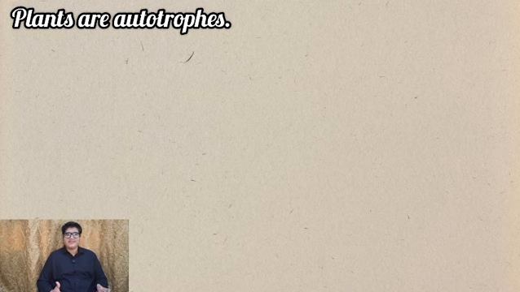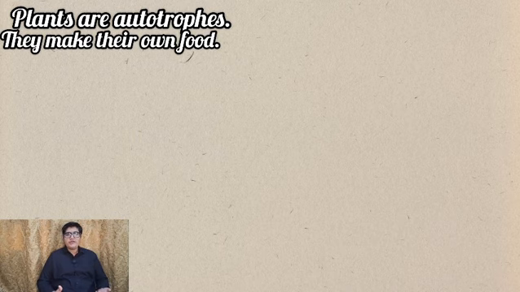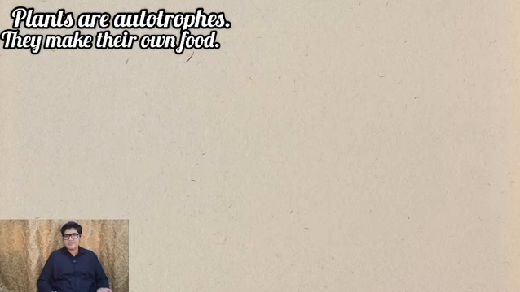There are multiple modes of nutrition in living organisms. For example, humans, meaning animals, have a heterotrophic mode of nutrition. This means that they rely on organic substances which are made by other organisms. But plants are autotrophs and their mode of nutrition is autotrophy. This means that they make their own food. In today's video, we're going to discuss how plants make their own food.